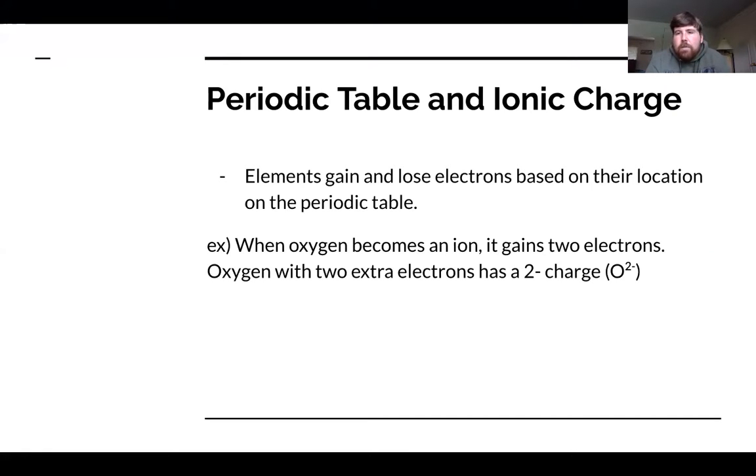For example, when we're looking at oxygen, oxygen is a part of the sixth column, or rather 16th, depending on which set of rules you use for the periodic table. It's a part of the chalcogen family. And any element that is a part of that row, the sixth row, will have a charge of -2, which means that oxygen, when it becomes an ion, gains 2 electrons and has a charge of -2.